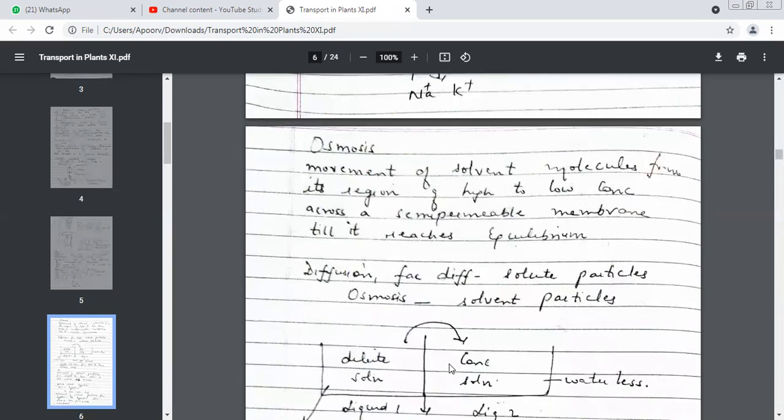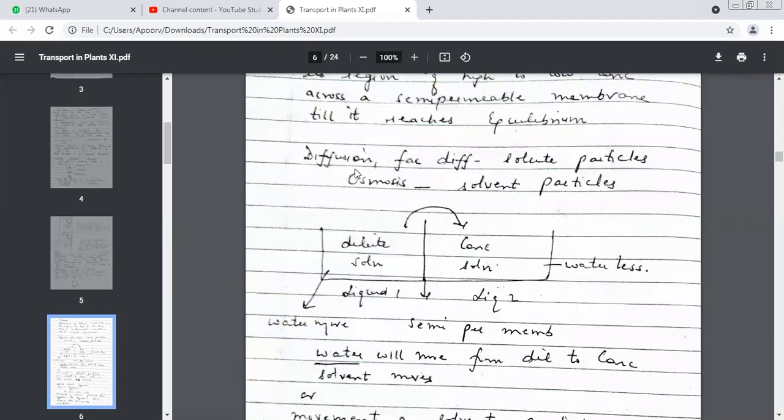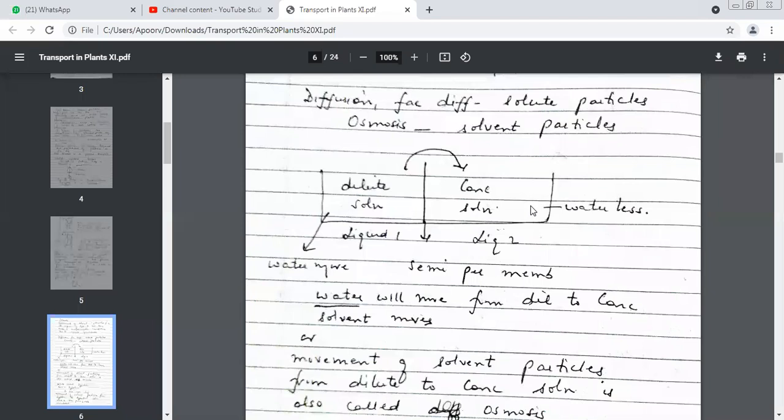Osmosis, a little confusing one. The difference between diffusion and osmosis, which was the key word here? Solvent molecules. In diffusion, it was what? Solute. Very good. Solvent molecules move from high concentration to low concentration till it reaches equilibrium. The difference, whether it is diffusion or facilitated diffusion, the movement was of solute particles, but in osmosis, it is solvent particles. This was confusing. Dilute solution to concentrated solution. When I say dilute solution, the water is more or it is less?